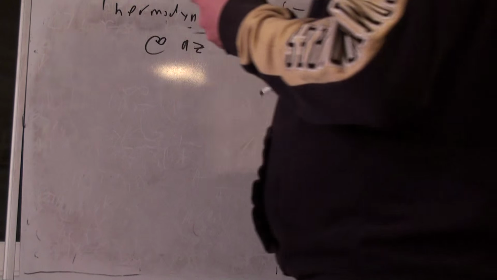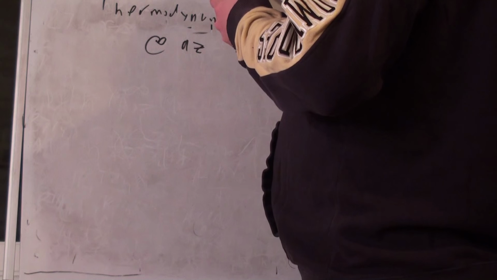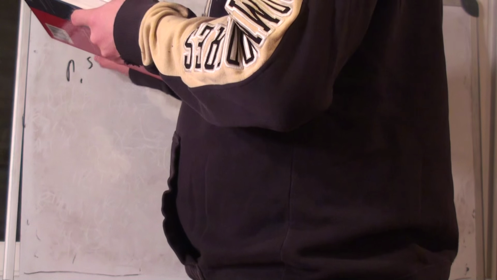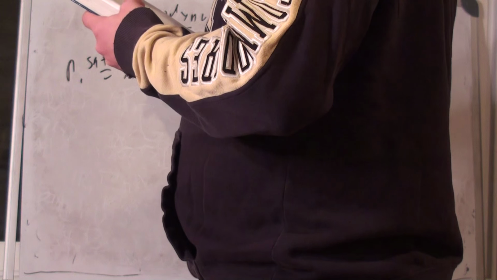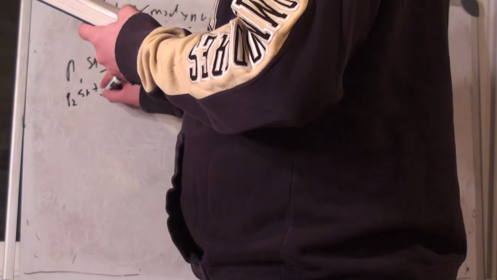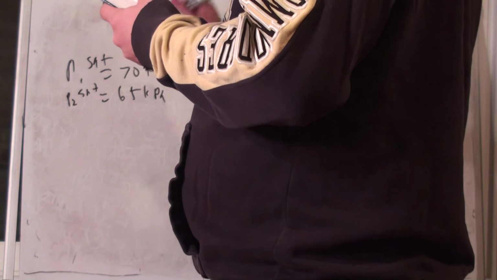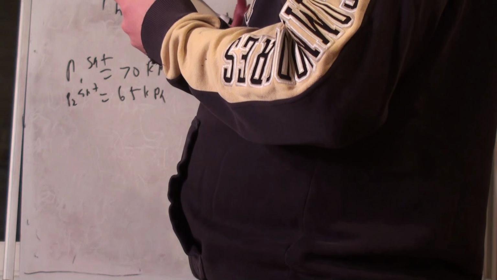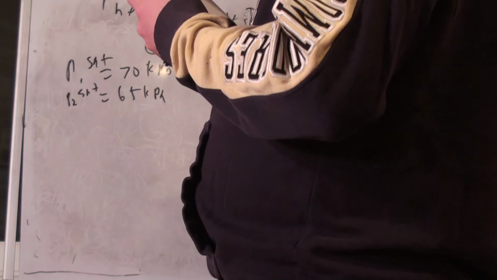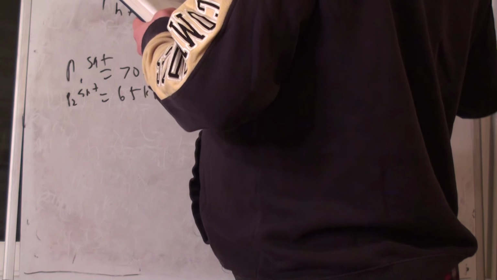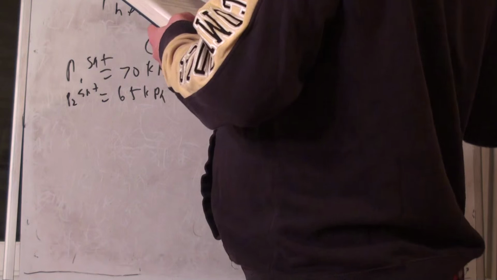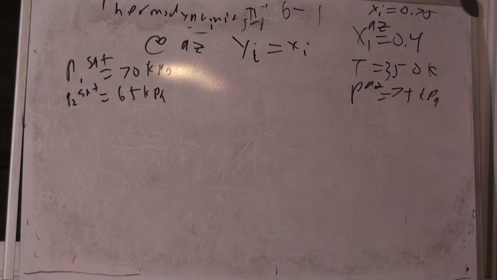Saying the P of the azeotrope is equal to 75 kPa. Saying that P1 sat is equal to 70 kPa. P2 sat is equal to 65 kPa. It's also asking what's the bubble pressure at x1 equals 0.75. And we're going to assume that the Porter model or the two-suffix Margules model applies.